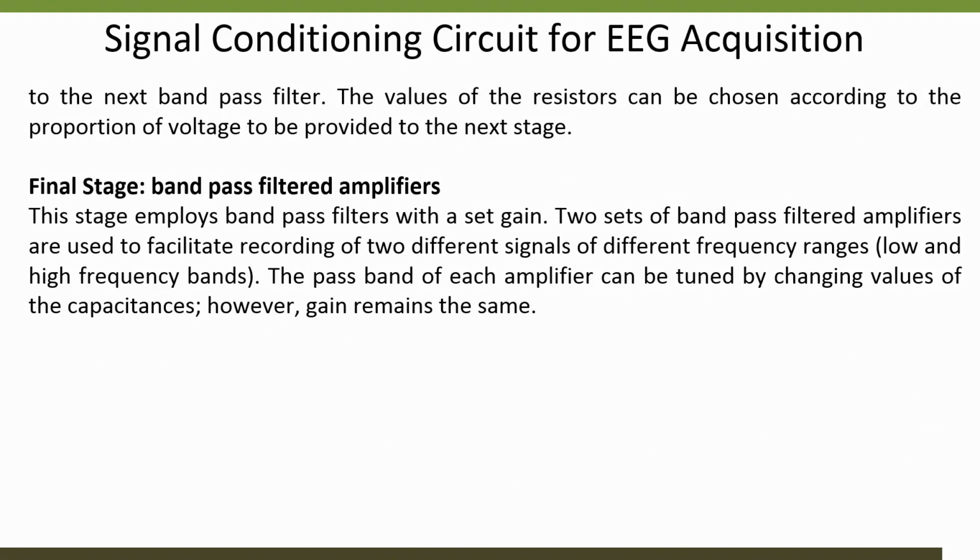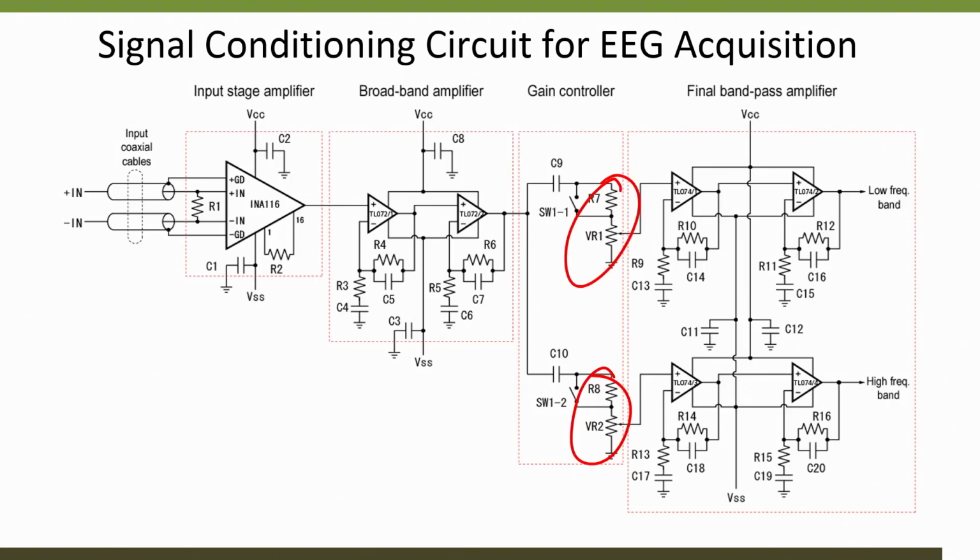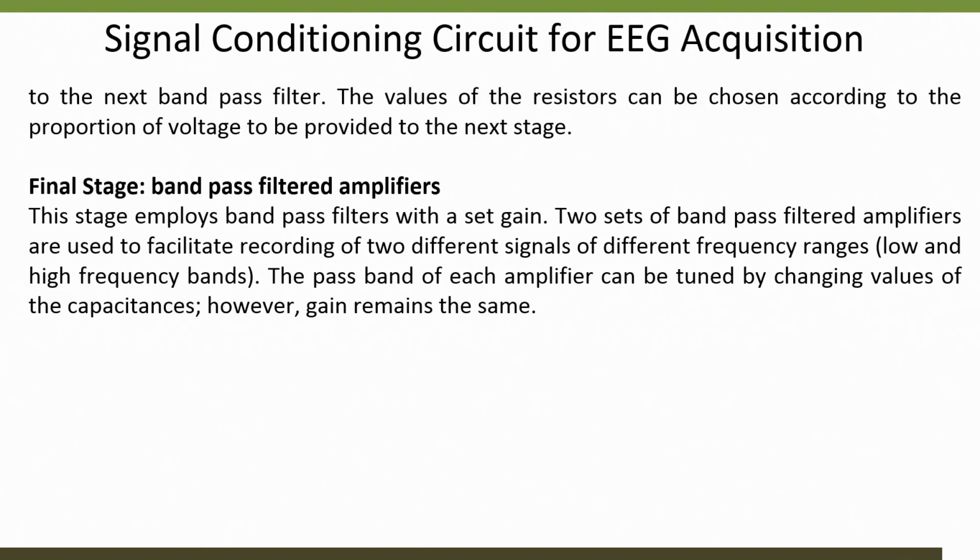2 sets of band pass filtered amplifiers are used to facilitate recording of 2 different signals of different frequencies, one for the low frequencies, one for the high frequencies. The pass band of each amplifier can be tuned by changing the values of capacitors, however the gain remains the same. You can see here it is very easy, right. If you change the values of the capacitors, what will happen? The pass band will change, but the gain will remain the same, right, because the resistors are fixed. And that will be the final circuit for the EEG.